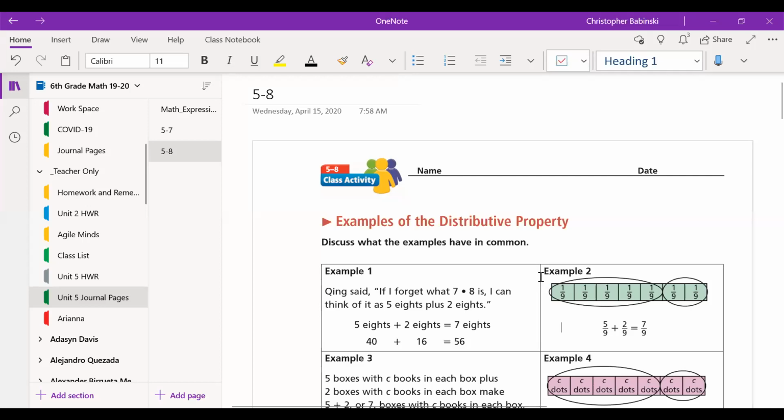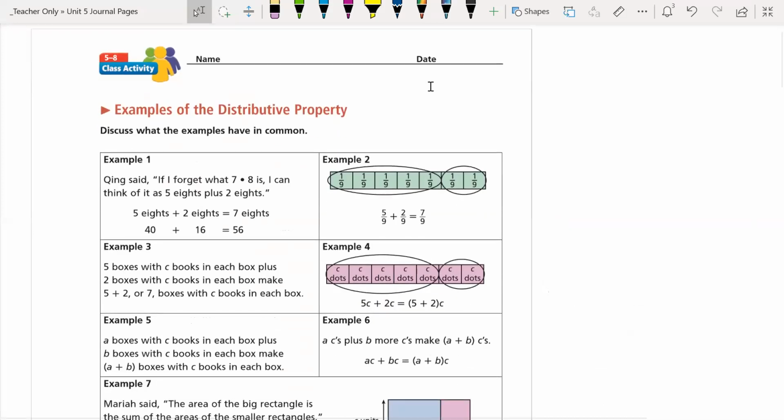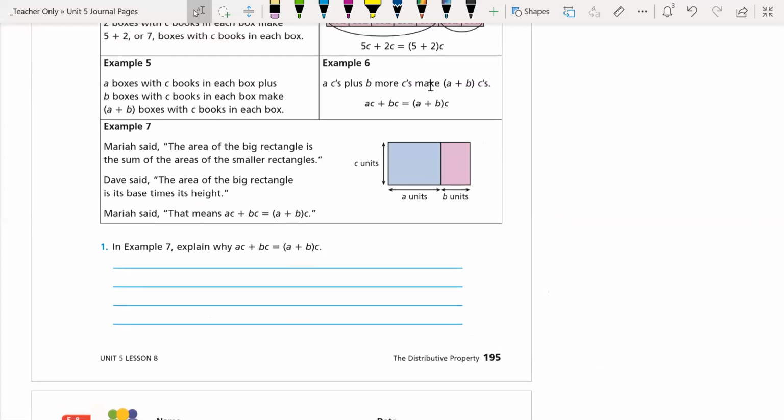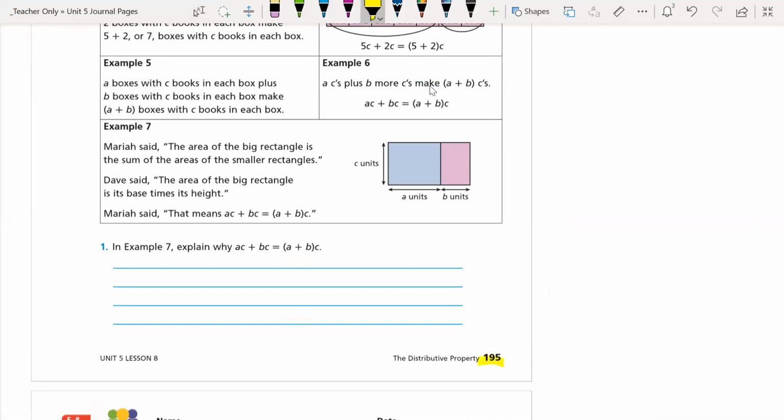Today we're going to be going over 5-8. We did this in class already, but this was a really difficult lesson, and so I'm glad that we're going over it again. If you remember, this is in your workbook on page 195. So go ahead and pause this video or take a second to open up your notebook to page 195.